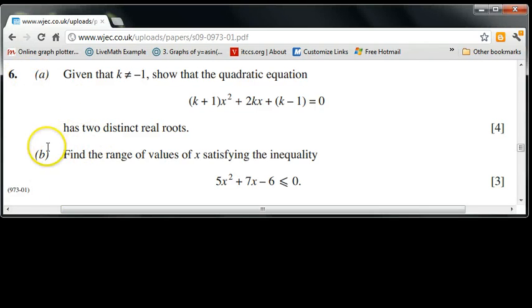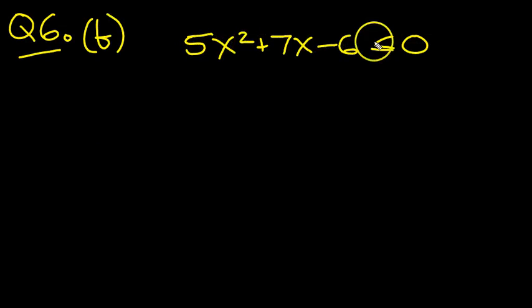Right, let's have a go at 6b then. It says find the range of values of x satisfying the inequality 5x squared plus 7x minus 6 is less than or equal to 0. So let's have a go at that then. I've written down the inequality here.